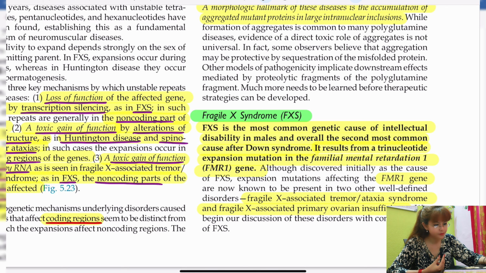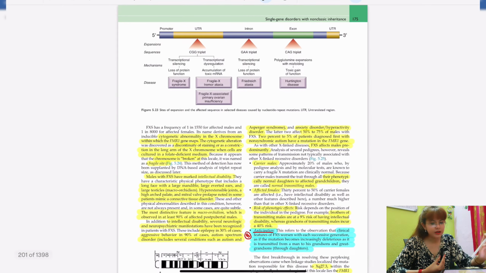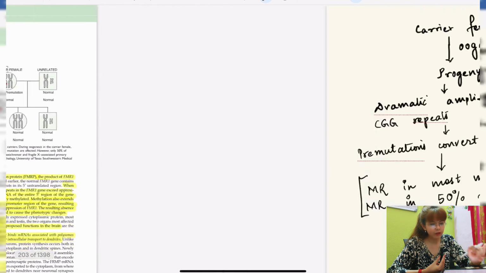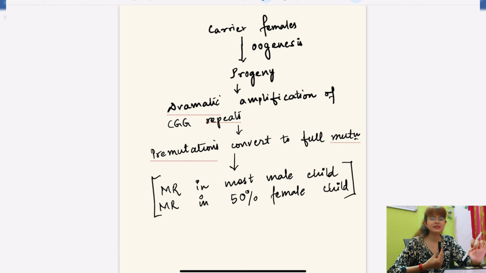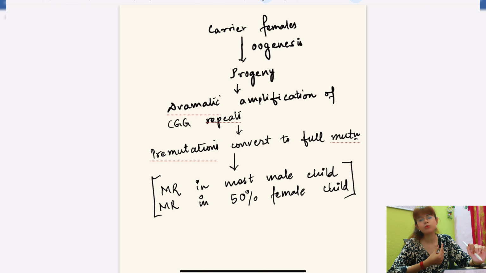Very important. Now there are two other disorders having the same mutation, that is the Fragile X associated tremor or ataxia syndrome and Fragile X associated primary ovarian insufficiency. Now you must understand something. Before I explain this, I want to tell you that there is something called pre-mutations and there is something called full-blown mutation.